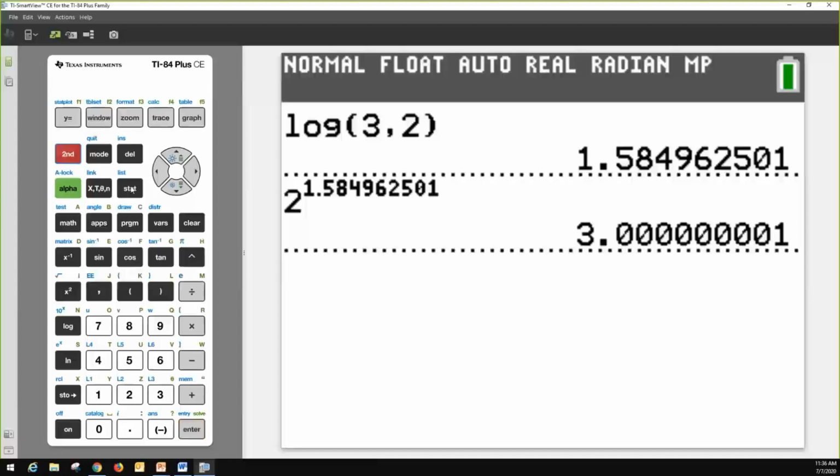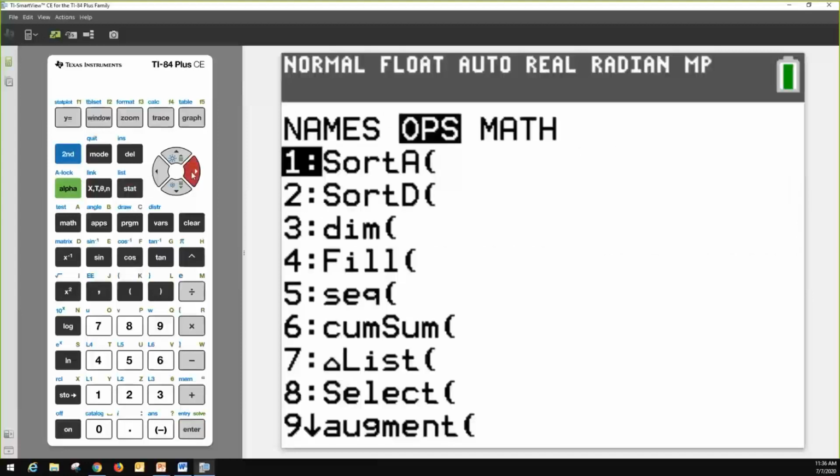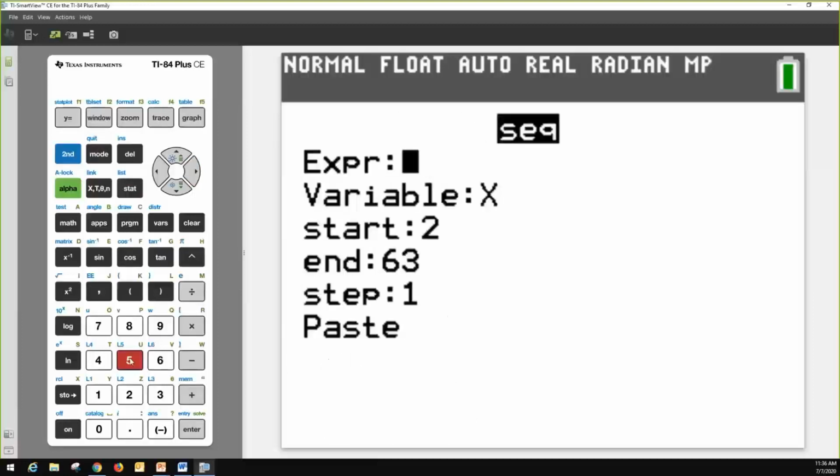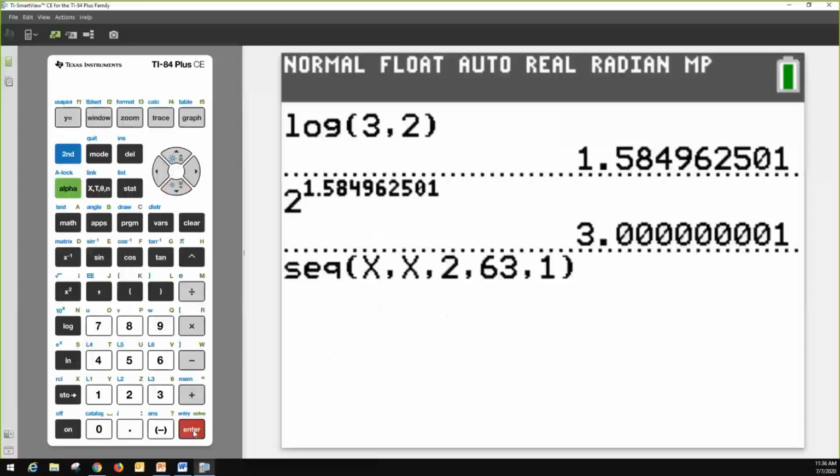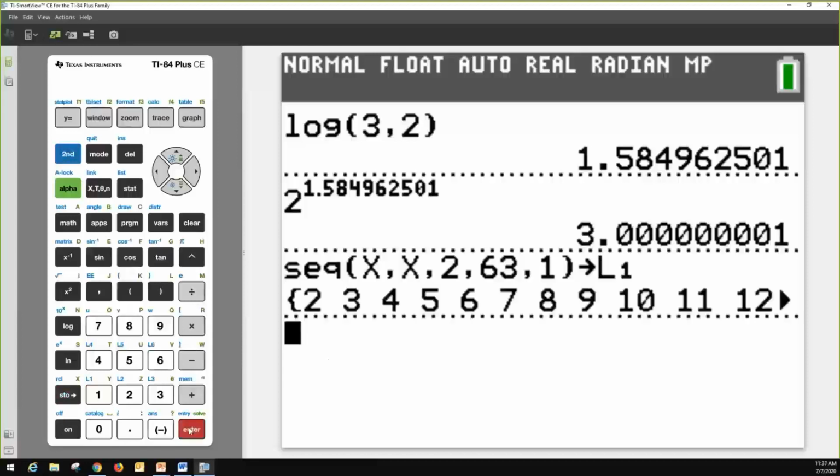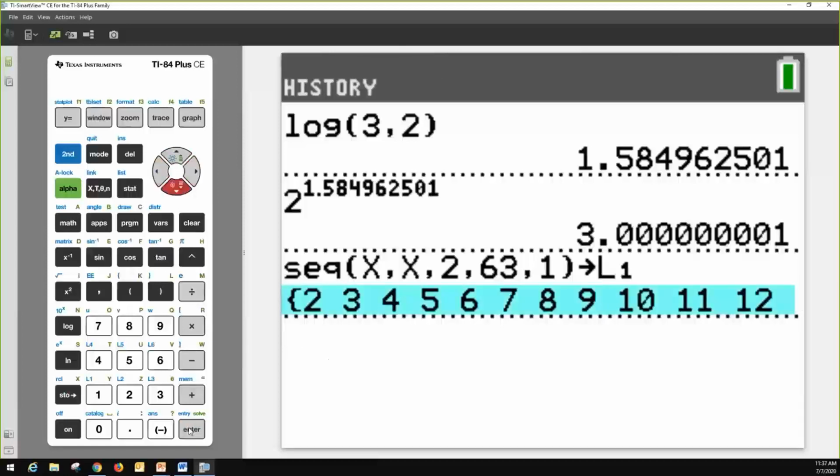I can generate all of those bases very quickly in a list. So I'll go second list, across to operations and down to sequence, option number 5. I've got my expression x, variable x. I'll start at 2 and end at 63 with a step size of 1. And I'm going to store all of those values in list 1. So you can see these are going to be my bases, 2, 3, 4, 5, etc., all the way up to 63.